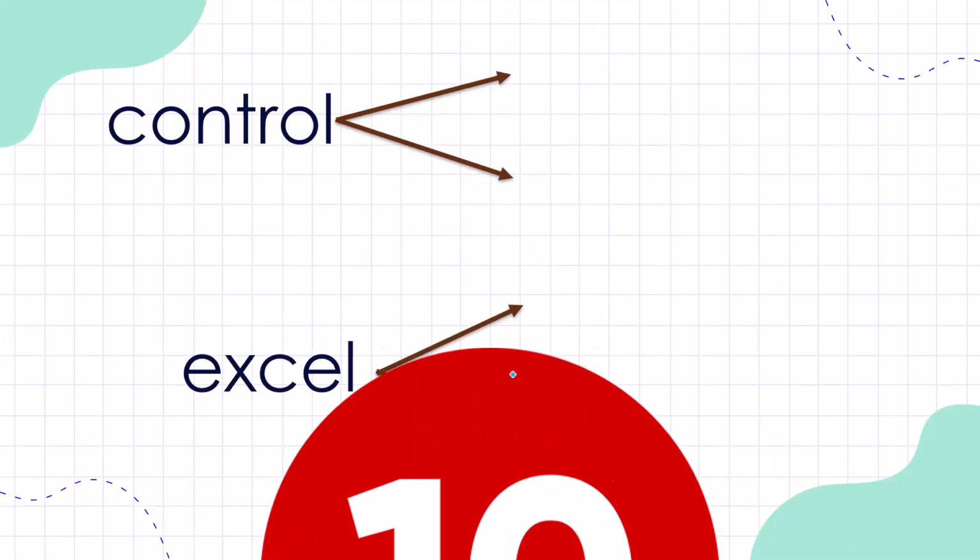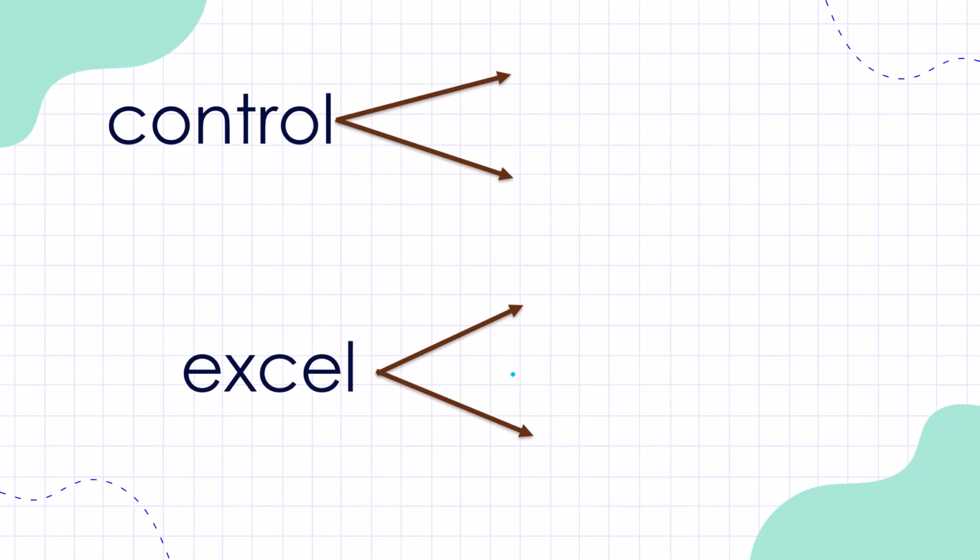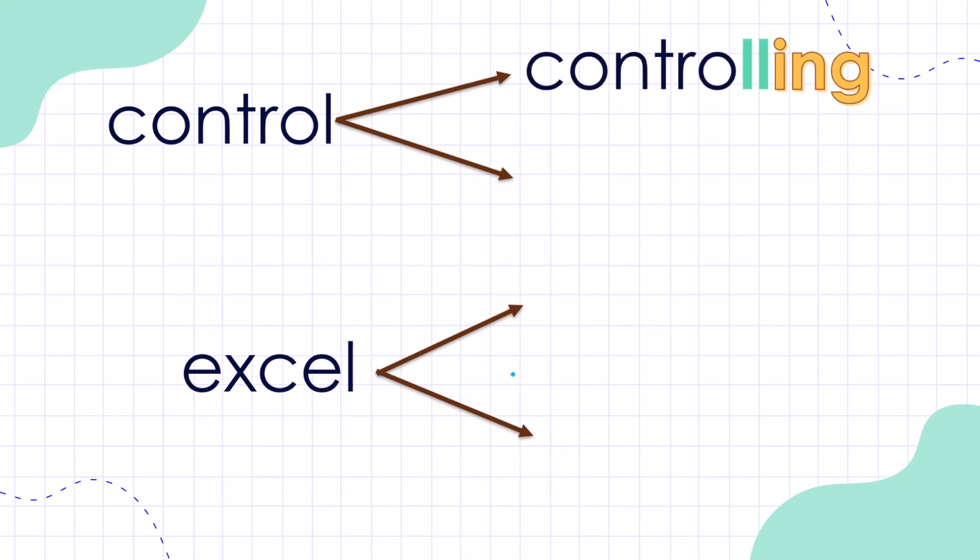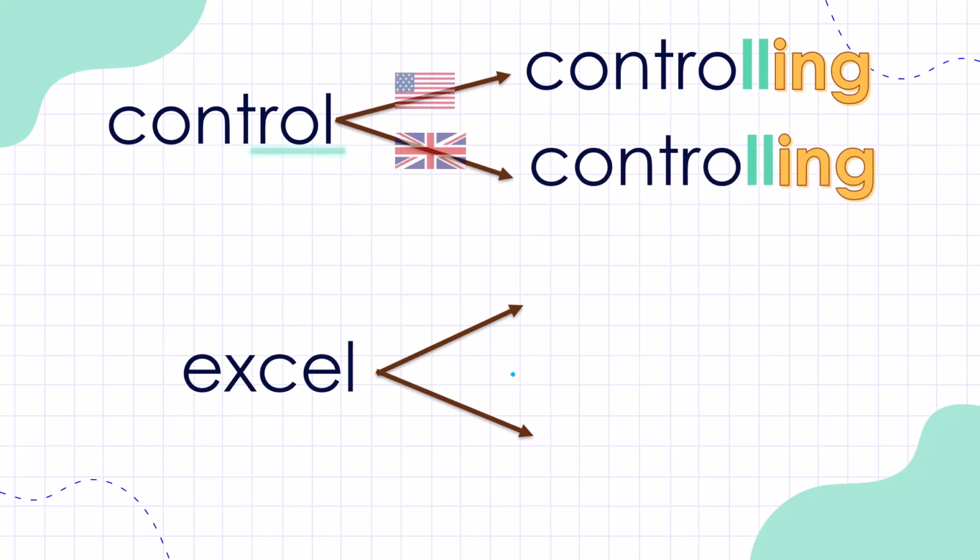Rule number 10. Look at the word control. Control. Control. Well, in both American and British language, I double the last letter. You know why? Because the last part of this word is stressed. Listen again. Control. So when a word ends in CVC with L at the end, and when the last part of the word is stressed, we should double the last letter, which is L, in both American language and British language.